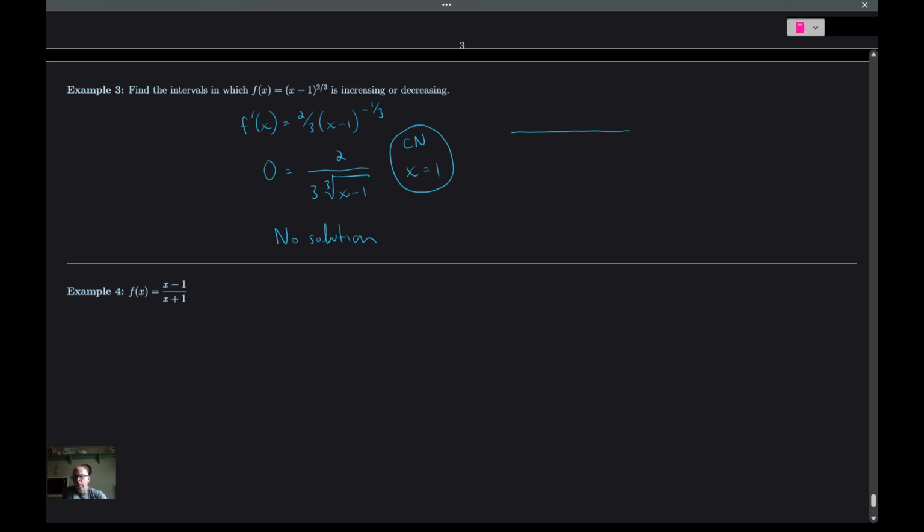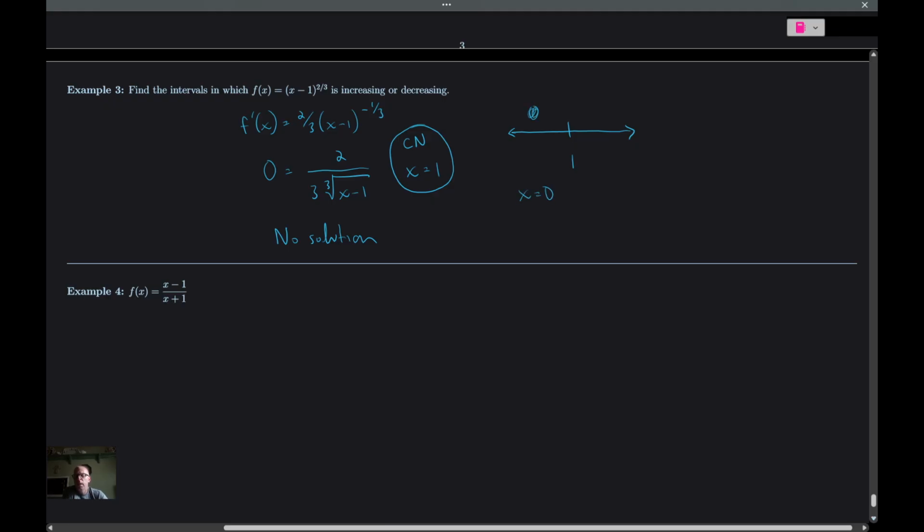So now let's test our intervals. We need to pick any number that is less than 1 and plug it into the derivative. So let's test 0. f prime of 0 will be 2 over 3 cube root of negative 1. The cube root of negative 1 is negative 1, so this will be negative 2/3. 2/3 is less than 0, so we are decreasing. This is negative, so we are decreasing in that interval. And then let's pick a number greater than 1. We can pick 2.